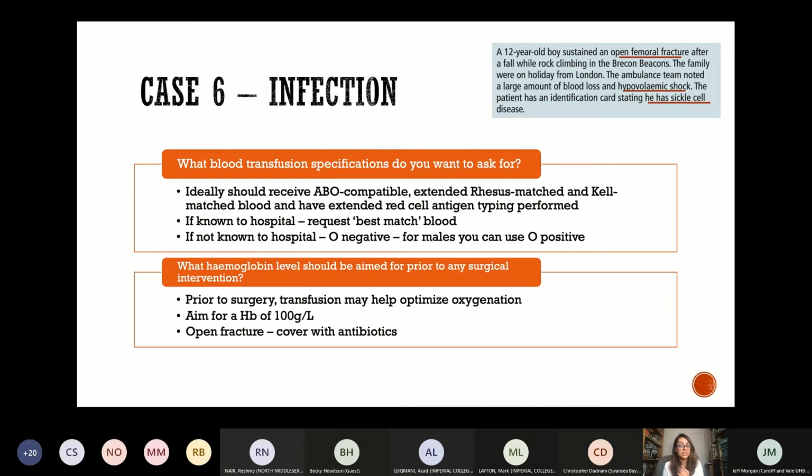What you want to do in terms of hemoglobin level prior to any sort of surgical intervention: prior to surgery, transfusion can help optimize oxygenation. Try and aim for a Hb of around 100. And with regards to an open fracture, as you would with anyone, cover them with antibiotics early on.